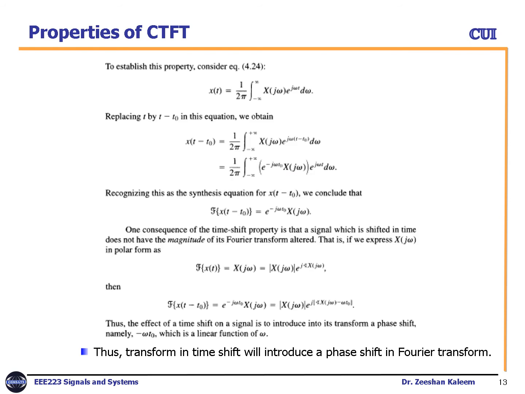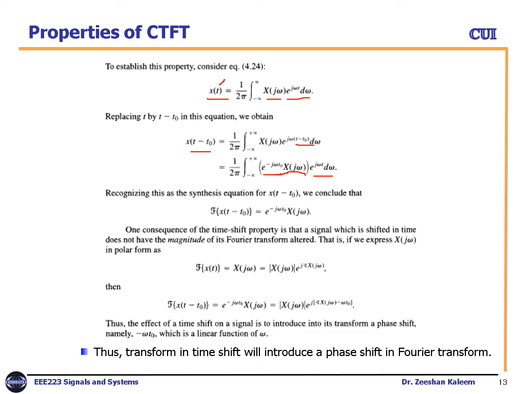So to establish this property, consider the inverse Fourier transform, which is equal to 1 over 2 pi, integral from minus infinity to infinity of X(j omega) e^{j omega t} d omega. Now replace t with t minus t naught. Here the t is also replaced by t minus t naught in the exponent, and you can see that e^{j omega t} is multiplied by e^{-j omega t naught}. So by combining them, we get the integral of e^{-j omega t naught} X(j omega) e^{j omega t} d omega.